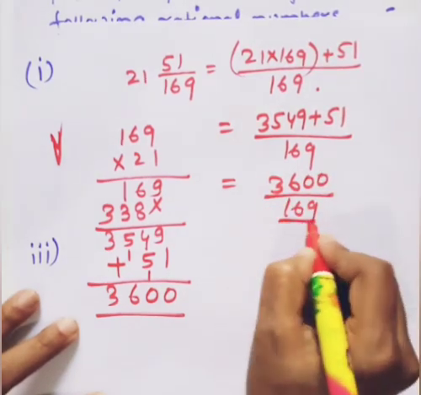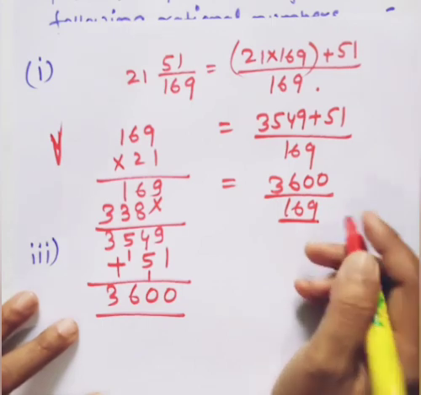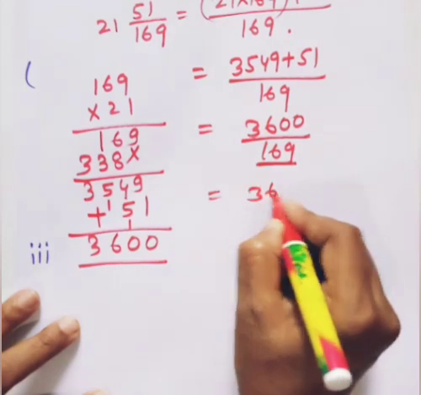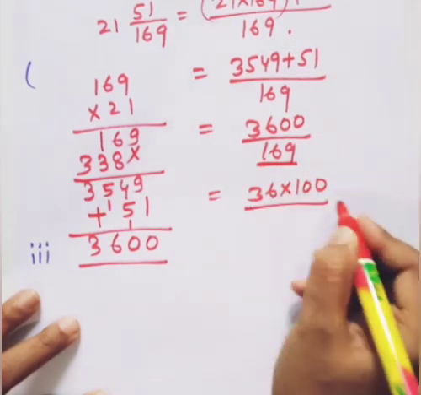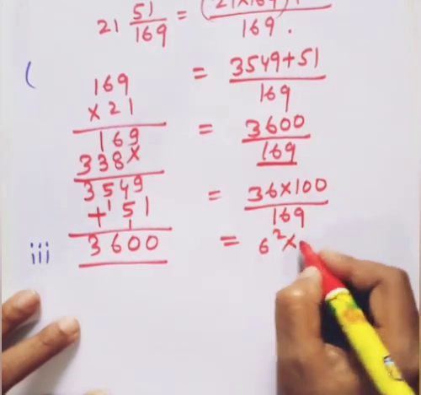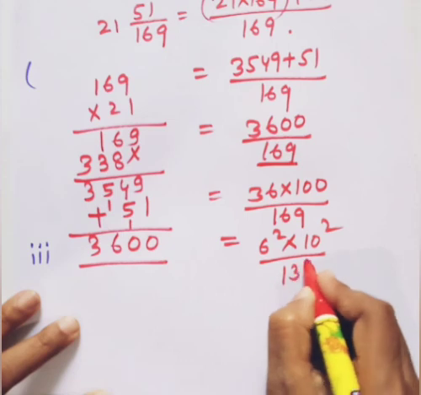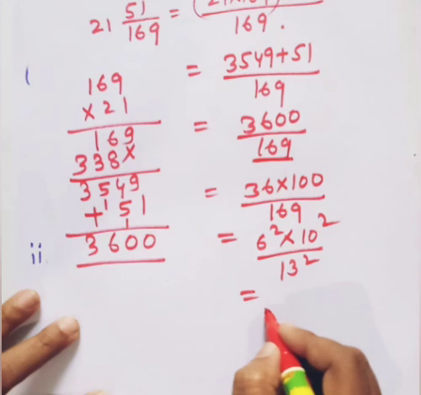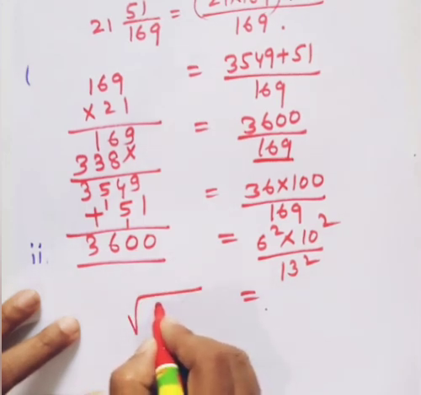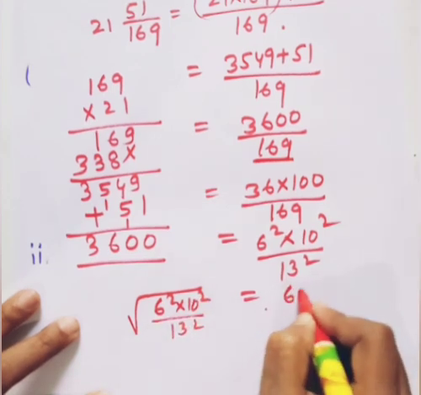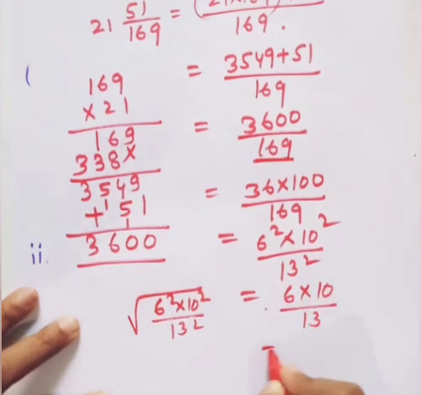See children, 169 is the square of 13. This I hope all of you know. Now see, 3600 can be written as 36 into 100. So 36 into 100 by 169. 36 is 6 square and 100 is 10 square by 13 square. So simply you see, if you find the square root, how much will you get? Square root of 6 square into 10 square by 13 square will be equal to 6 into 10 by 13, that is equal to 60 by 13, isn't it?